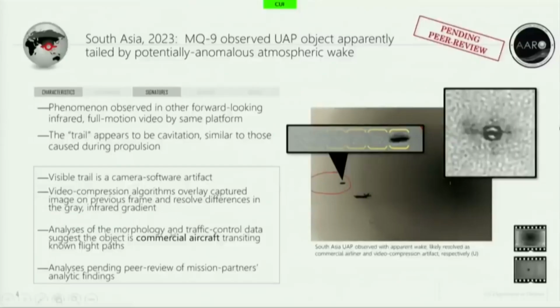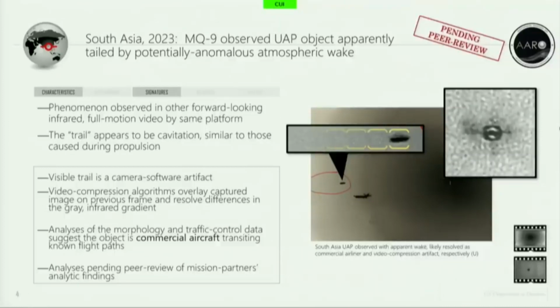This particular event, South Asia MQ-9, looking at another MQ-9, and what's highlighted there in that red circle is an object that flies through the screen. Unlike the previous one, this one actually shows some really interesting things that everyone thought was truly anomalous to start with. First of all, it's a high-speed object that's flying in the field of regard of two MQ-9s. Second, it appears to have this trail behind it, which at first blush you would think looks like a propulsion trail.